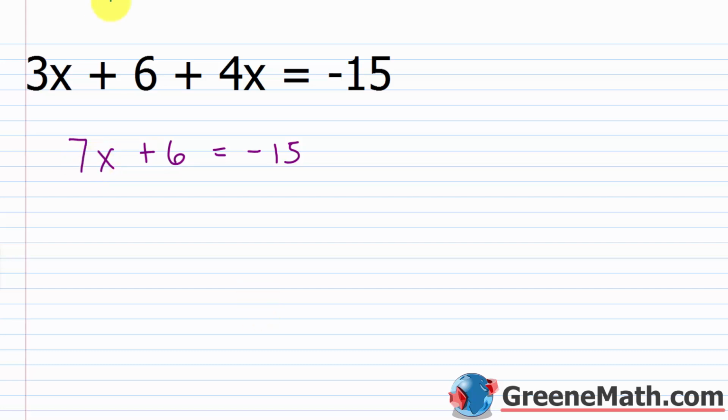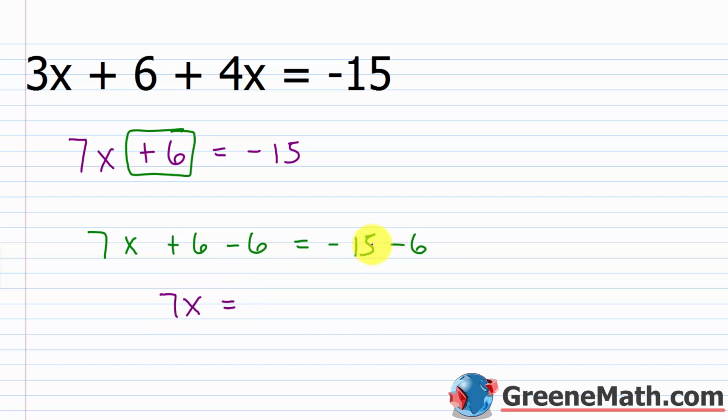The first thing you want to do is get rid of this plus 6 part here, okay? You always want to isolate the variable term first, and then you can isolate the variable itself. So if I want to get rid of this 6 here, since it's being added to 7x, I just subtract it away. So 7x plus 6 minus 6 is equal to negative 15 minus 6. So over here, if I look at this, 6 minus 6 is 0. So I have 7x is equal to negative 15 minus 6, which is negative 21.